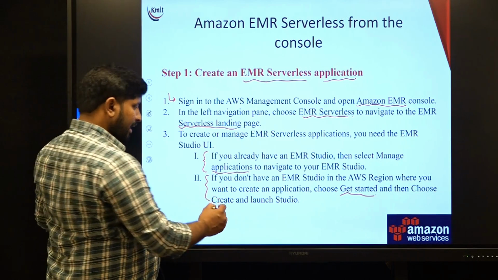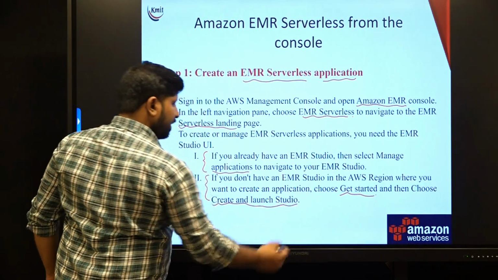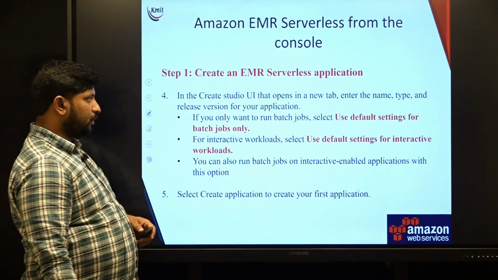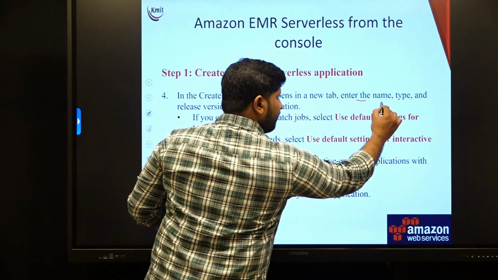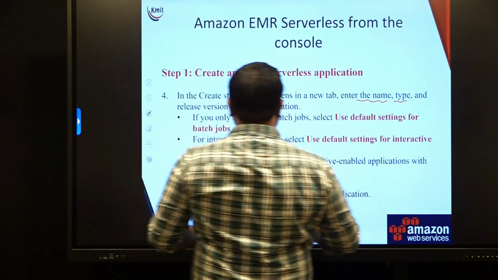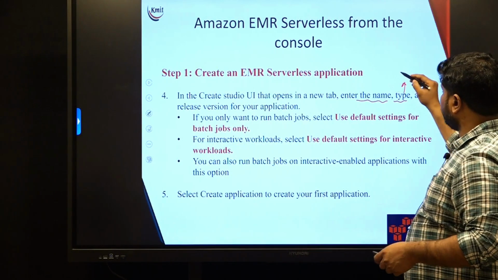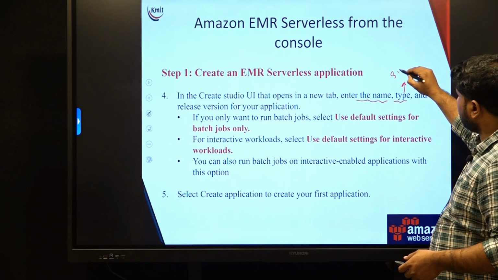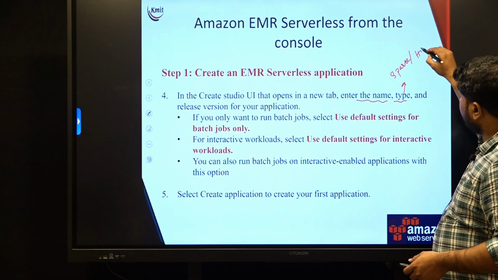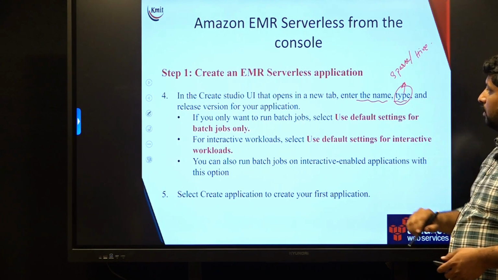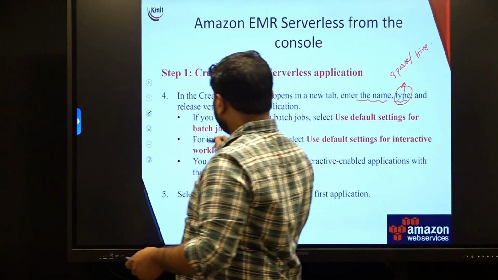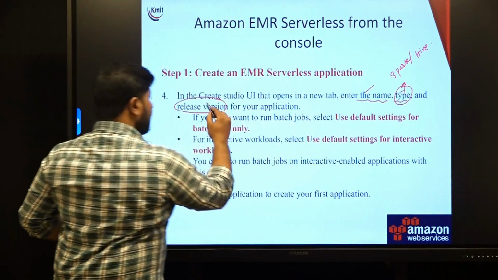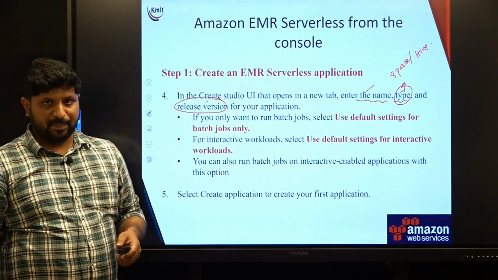Once you click on Get started, then you can create and launch your studio. While you are going to launch your studio, you need to enter the name for the studio. Type means which particular framework or open source tool or application you are going to use, such as Spark or Hive, that you need to select, and which particular release version. These are the 3 things which you have to mention: name, type and release version for your application.